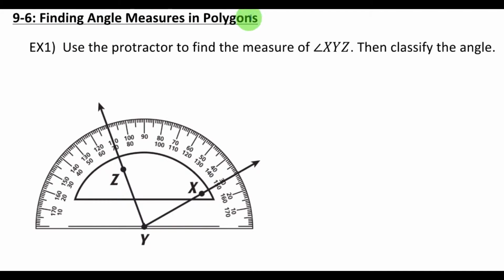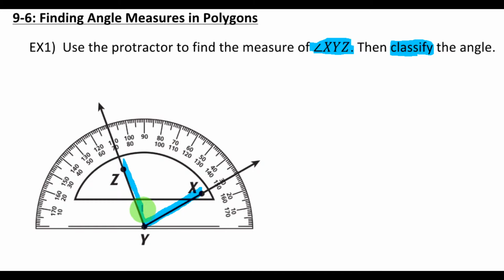Today we're finding angle measures in polygons. We want to use the protractor in this example to find the measure of angle XYZ. Let's just highlight that real quick, then classify the angle. So let's take some notes here. We see angle X, Y, and Z below.